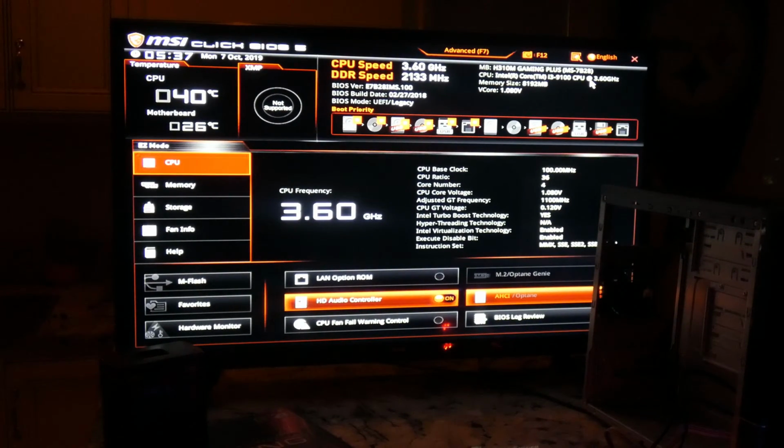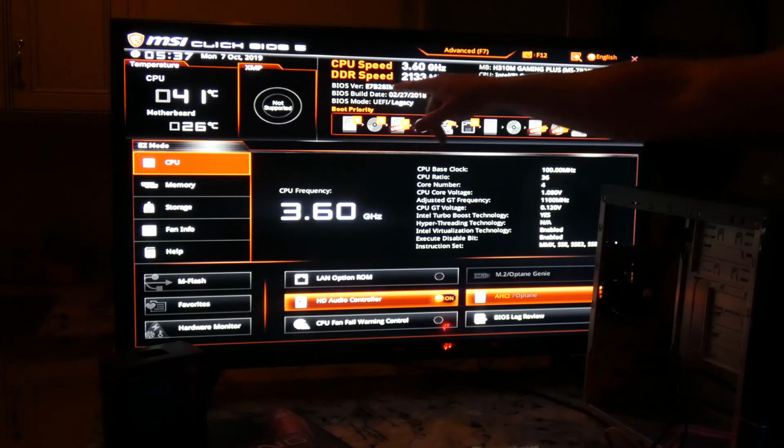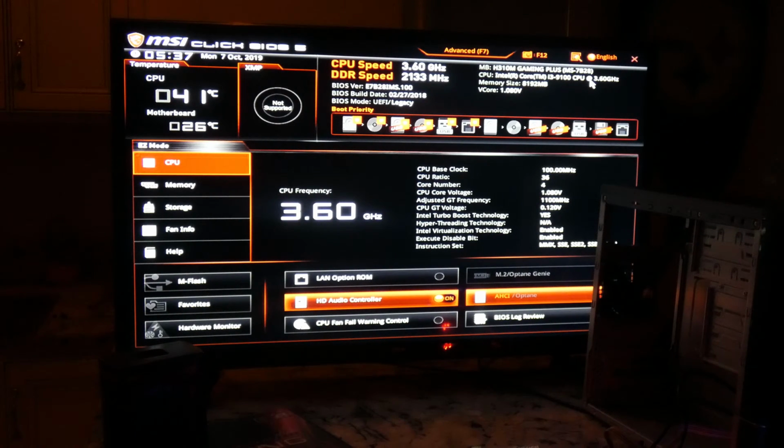Probably need to tighten up my tripod. I think it's dropping. So what you see here is indeed an i3-9100 at 3.6 gigahertz, H310M Gaming Plus motherboard, and somewhere is our BIOS version right here, E7B28IMS.100. Look at how freaking old this BIOS is, folks. February 27, 2018. Oh my god. Amazon, or whoever I bought this from, may have been Newegg. It's either Amazon or Newegg, two places I buy my motherboards. Can you please get some newer stock in? That is freaking old. So the CPU is at 41 degrees Celsius right there.